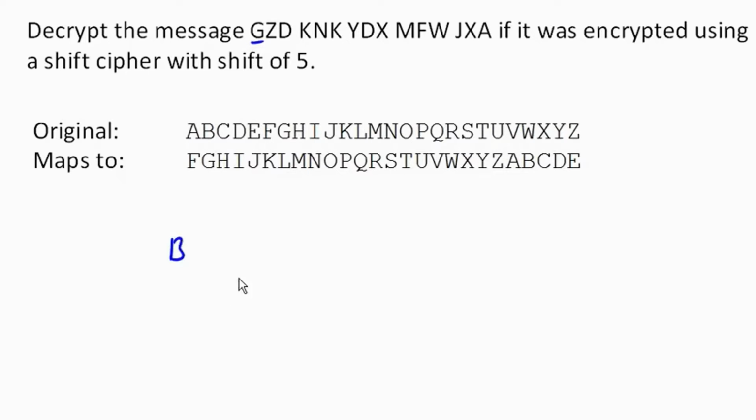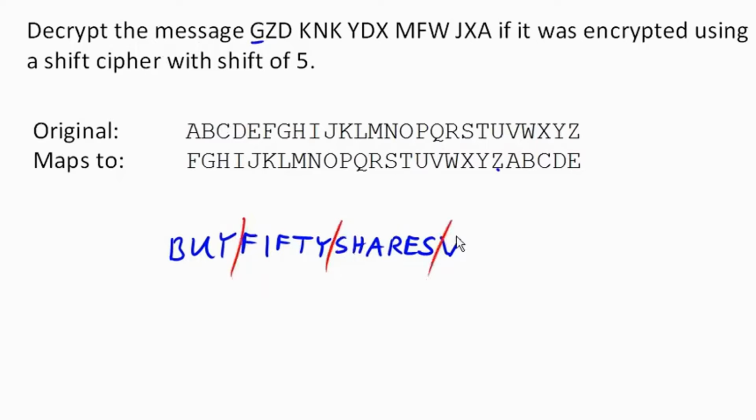Continuing on here, Z would unencrypt to U. D would unencrypt to Y. And we can continue this on. And our final unencrypted message looks like this. Now it looks like what the message was supposed to be was buy 50 shares, and we have an extra character here at the end, and chances are that extra character was added in just to make this original message come out in nice chunks of 3.